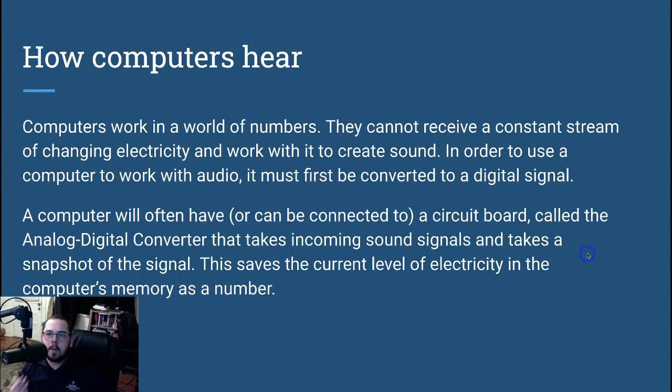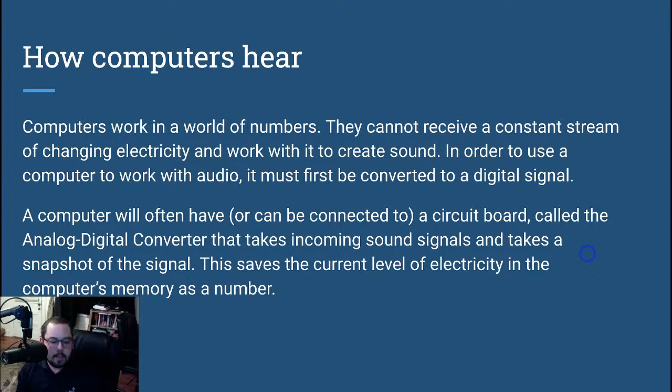All right. So a computer works in numbers. That's the key thing to start with. The computer cannot receive this constant stream of electricity that the microphones are putting out. It has to be converted into some kind of number. So this is what's called a digital versus an analog signal. This electricity, this constant stream of changing electricity, that's an analog signal. Whereas a constant stream of numbers, these are kind of discrete, one is one, three is three, and so on and so on. That's a digital signal.